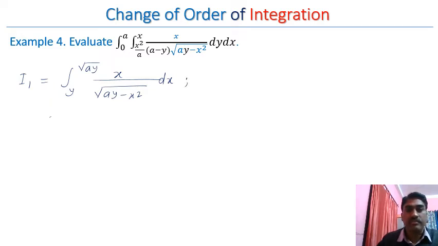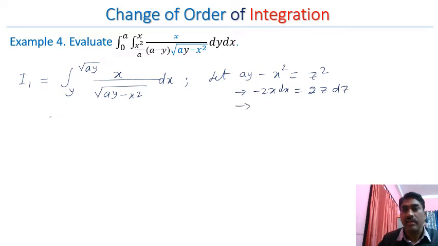So let ay minus x square is equal to z square. Keep in mind that y is constant here. So minus 2x dx is equal to 2z dz, and in turn x dx is equal to minus z dz. And what about the limits?